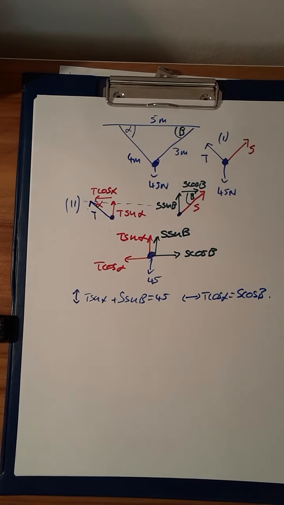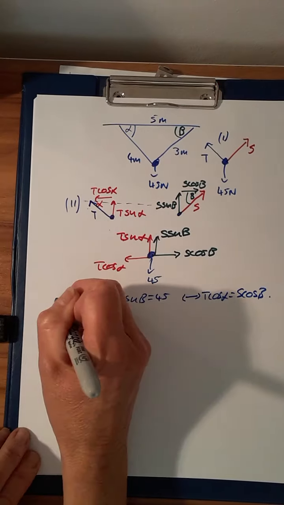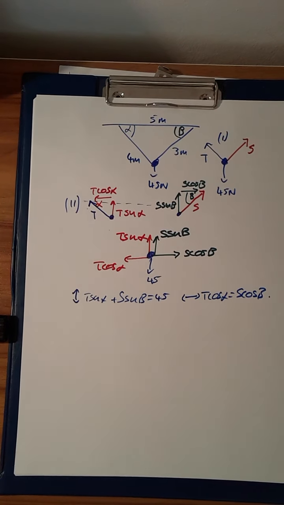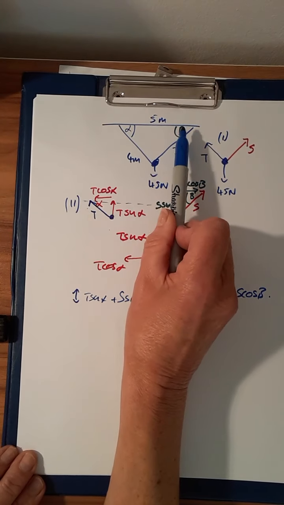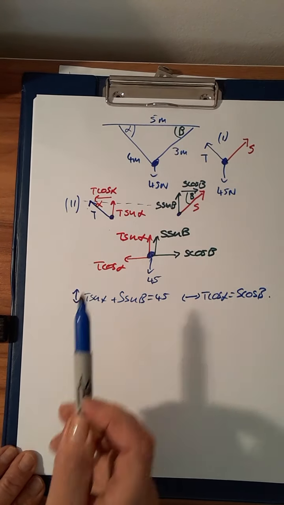Right, now solve the equations is the next part. So that's the second part, write the equations. The third part then is solve the equations and find the tension in each string. Now there's a bit of trigonometry to do. So we've got to get something for alpha and beta using these numbers here.